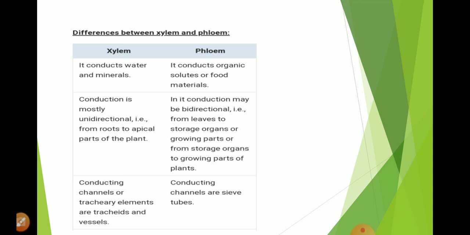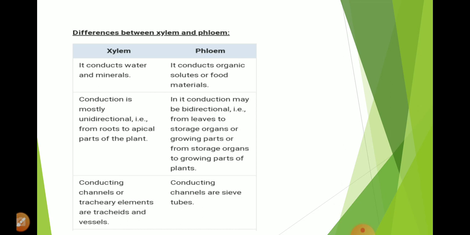Number two difference, xylem: X stands for water. It means water is transported by xylem. Phloem stands for food, PH for phloem. Phloem transports food, xylem transports water and minerals. Next difference is that xylem transports water and minerals unidirectionally, that is from the root to the tip of the plant or apical parts of the plant like the terminal portion. On the other hand, phloem transports food bidirectionally. It means from leaves to the terminal part, that is the apical part, and even towards the root.